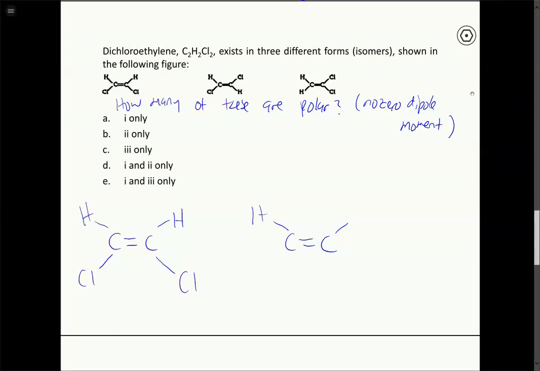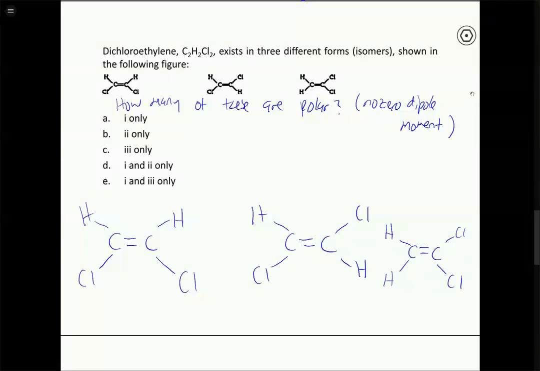So I have an H, Cl, Cl, H. And then the last one has the hydrogens over here, chlorines over here. Okay. So we have 3 structures, and we want to know which ones are polar.